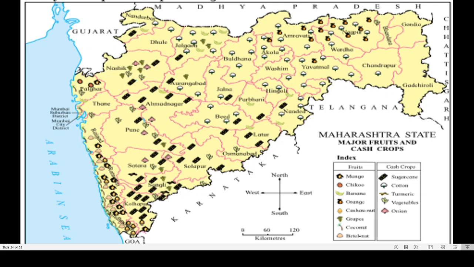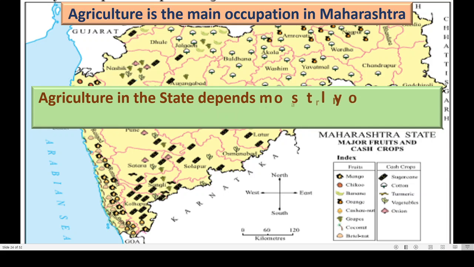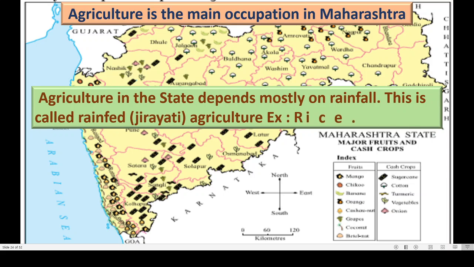Yes, this is again our Maharashtra map showing major fruits and cash crops. Now dear children, we know that agriculture is the main occupation in Maharashtra. Which is the main occupation? Agriculture, kheti. There are two types. First one, agriculture in the state depends mostly on rainfall. This is called rain-fed or jirayati agriculture. Means in rainy season we do. Okay, that is called rain-fed agriculture or jirayati.